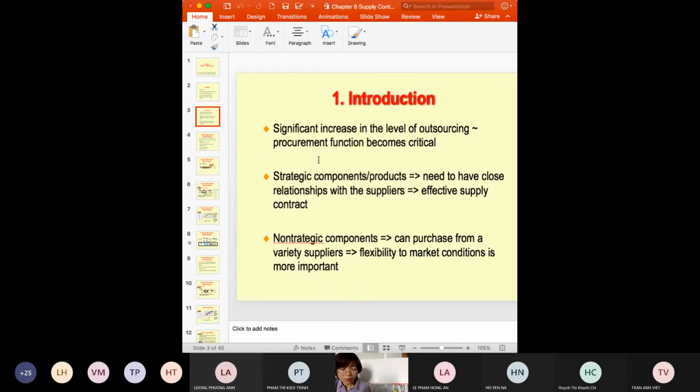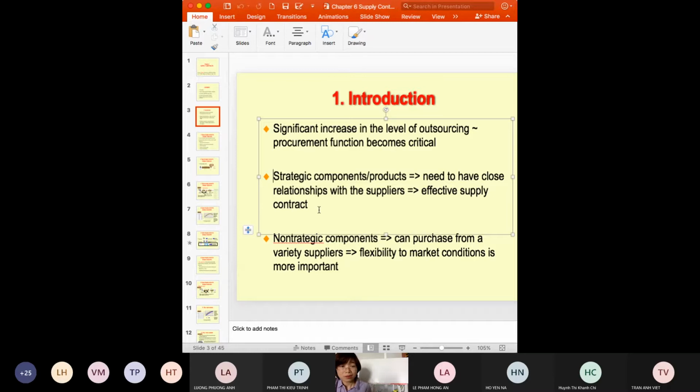You know that if we want enough material for the company at the time we produce the product, we need to have a contract with the supplier, right? So for today's lesson, we will learn the strategic component and non-strategic component for contracts.